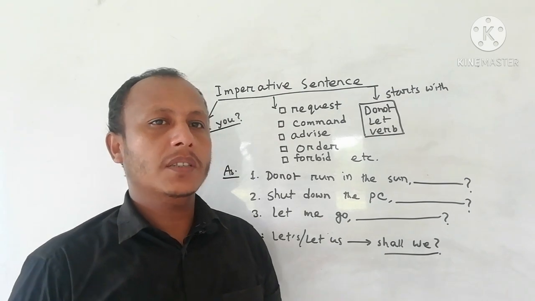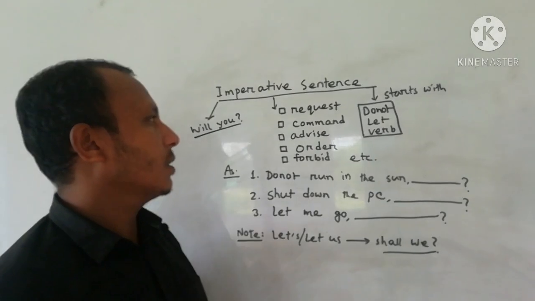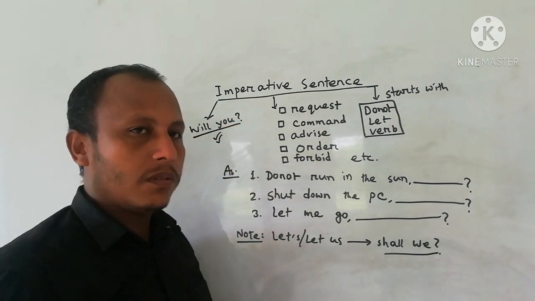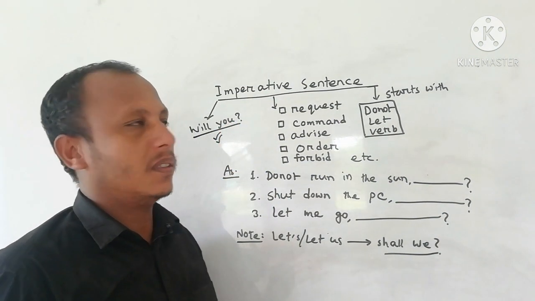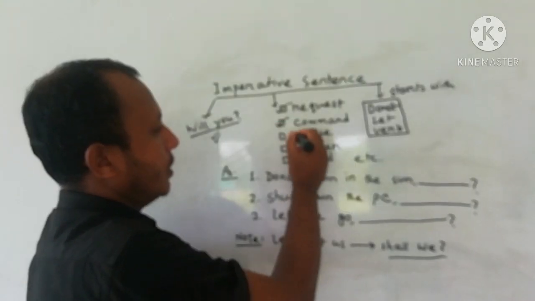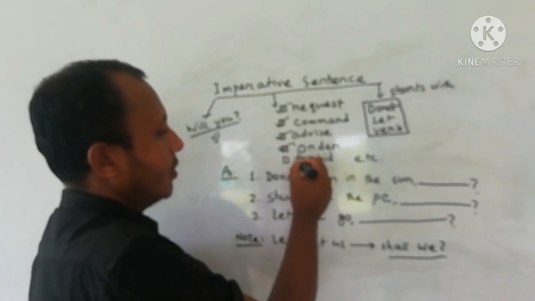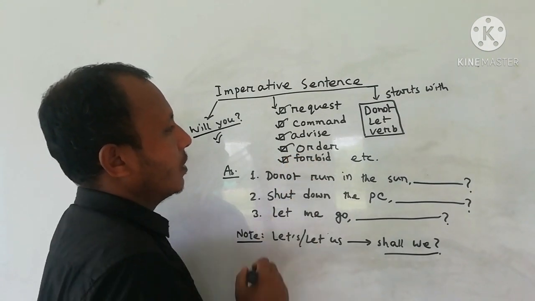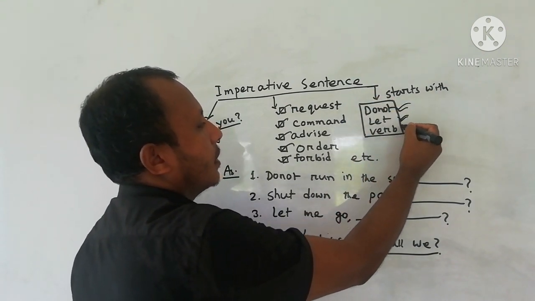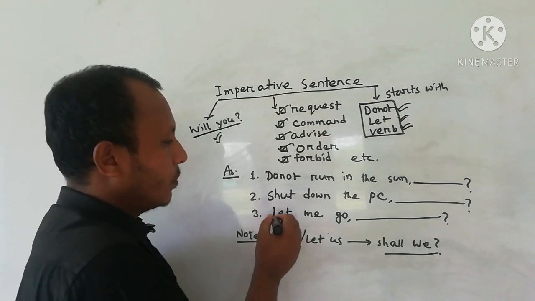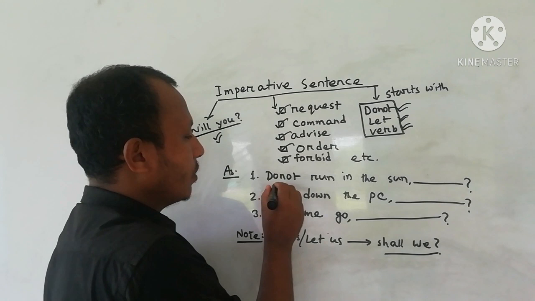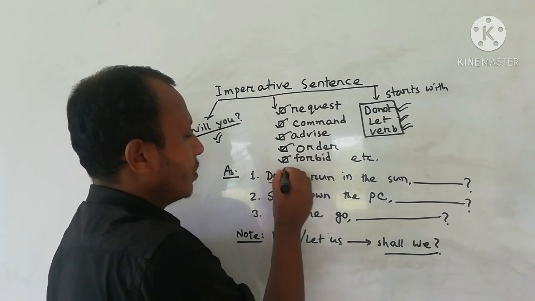In an imperative sentence, the question tag will be will you. Dear my students, what is an imperative sentence? An imperative sentence refers to request, command, advice, order and forbid. An imperative sentence starts with do not, let or a verb. For example, do not run in the sun. This is an imperative sentence because it starts with do not.